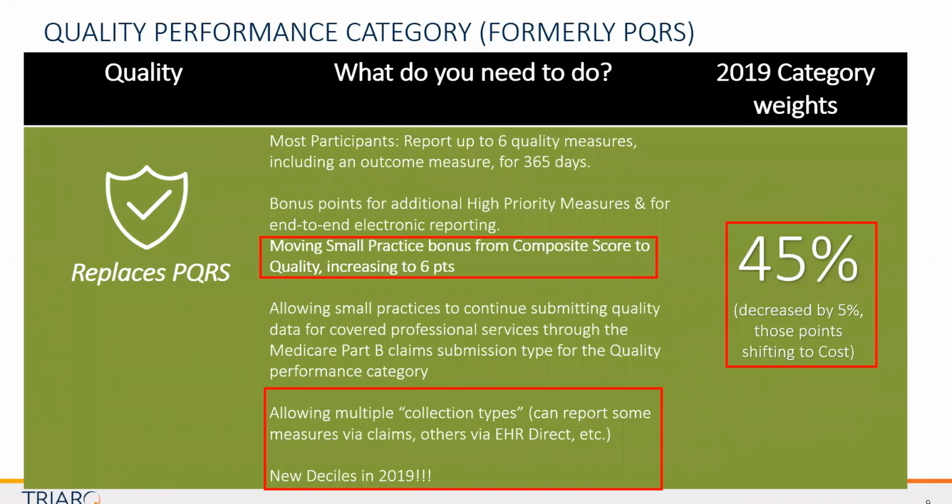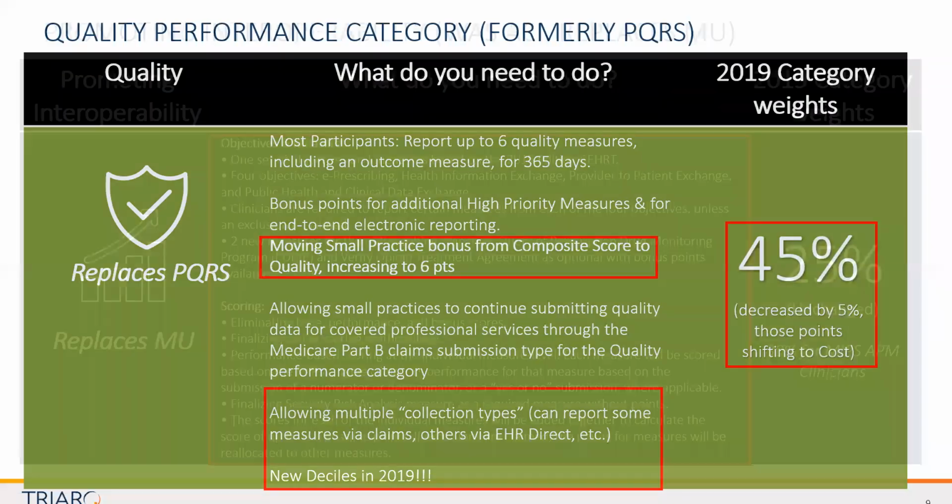I'm going to get 4 measly points for that. So the deciles have changed. I have a screenshot at the end that shows the way they've changed. I did a comparison of 17, 18, and 19. It's not orders of magnitude difference, but there are slight changes, and we'll talk about that. And then the total category weight reduced to 45, decreasing by 5% because we threw those over to cost. So that's kind of the big picture for quality.